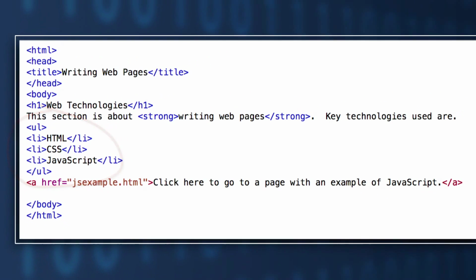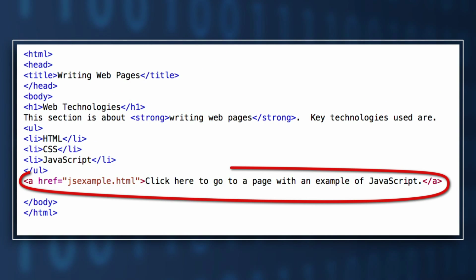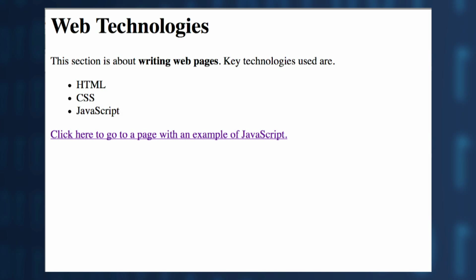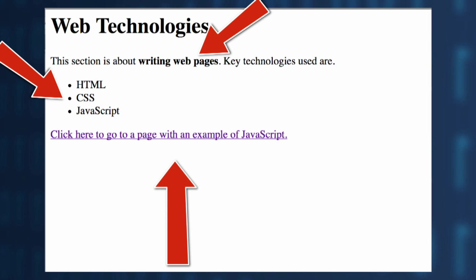Finally, A is used to create a hyperlink. The href inside it points to the page we want to link to. This is an example of an attribute. An attribute is something that gives extra information for a tag. When we view this page in our web browser, this is the result. We have our title, shown in strong text, our list, and our hyperlink.